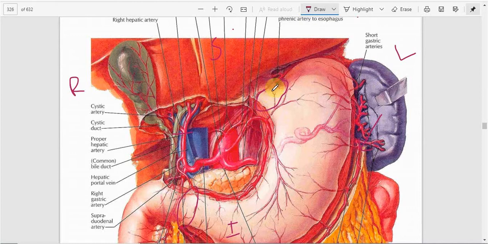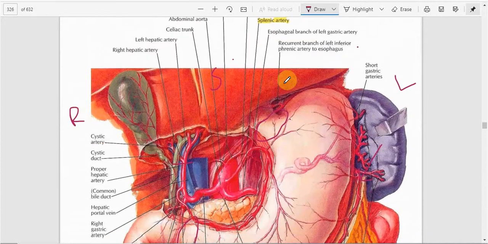After it has reached the cardiac end of the stomach, it gives branches to the cardiac end of the stomach and to the esophagus, and these are known as the esophageal branches. You can see this one coming off. This is the esophageal branch of the left gastric artery.